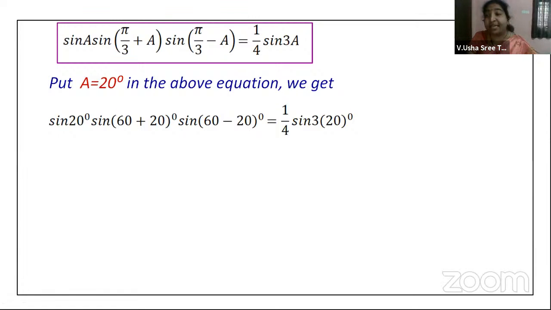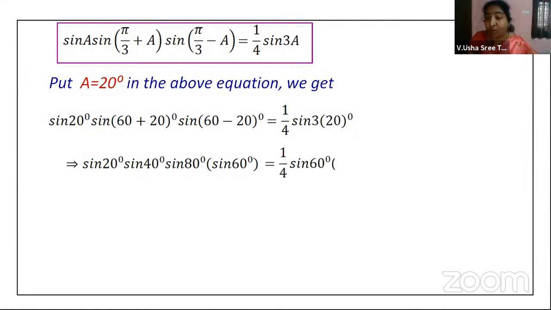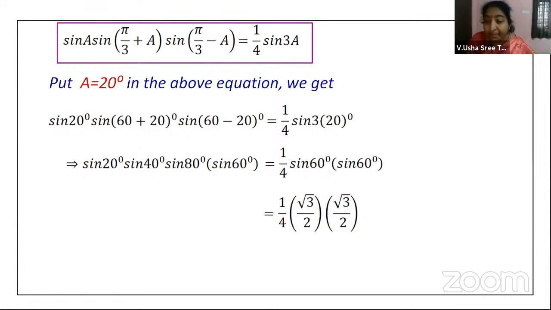So we will multiply with sine 60 on both sides. Then we'll have sine 20, sine 40, sine 80, sine 60 is equal to 1 by 4 into sine 60 you have already, and another sine 60 degrees we are multiplying on both sides, right? Then we'll have, look at this, sine 20, sine 40, sine 60, sine 80 is equal to 1 by 4 into sine square 60 degrees. What is sine 60? Just now we have seen, right? It is root 3 by 2. So root 3 by 2 into root 3 by 2 gives you 3 by 4 into 2 into 2, which leaves the answer as 16. So it is 3 by 16.